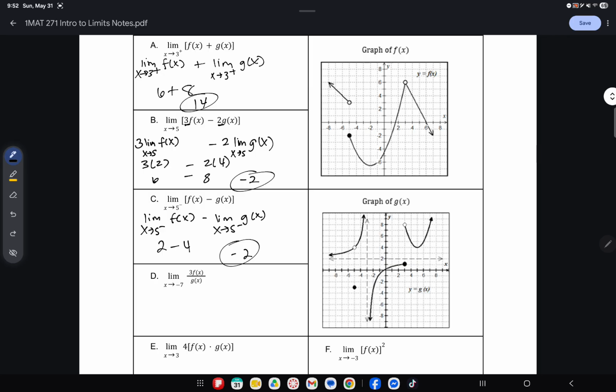We have some division here. So I can separate it with division. And then I have a constant here, so I can pull that out. So 3 times the limit as x approaches negative 7 for f divided by the limit as x approaches negative 7 for g. So let's find out. So the limit is negative 7. Negative 7. All right, left and right is 5. And then negative 7, left and right is 3. I can multiply it out, or those 3's will cancel, and I'm just left with 5.